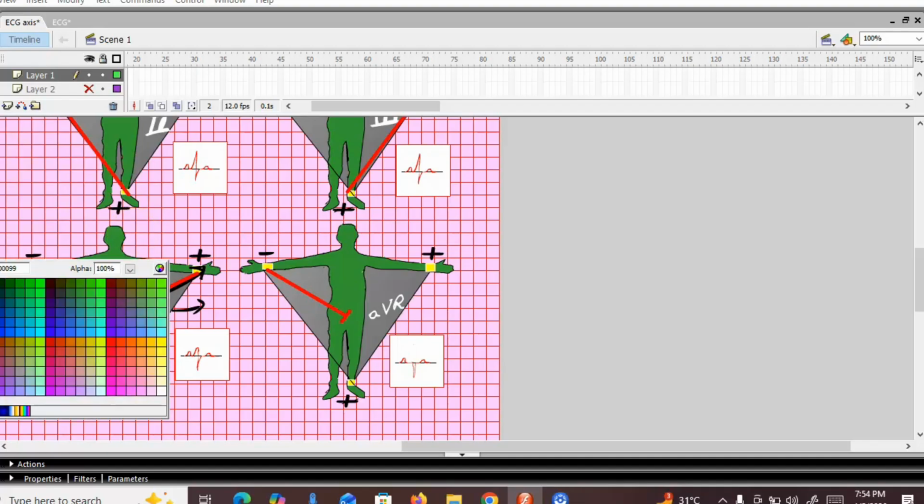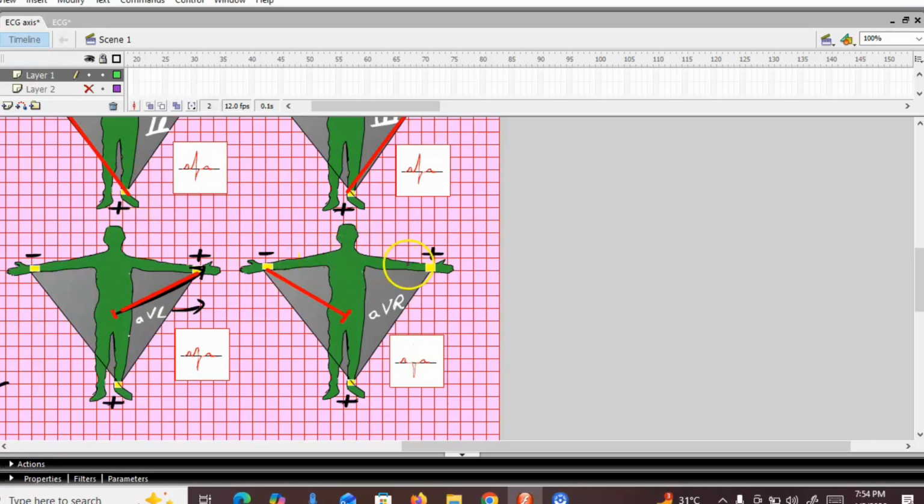So if we consider all the leads, you can see over here lead 1, lead 2, lead 3. A triangle is created. This triangle is called Einthoven's triangle. And what is Einthoven's law? Lead 1 plus lead 3 gives you lead 2. This is Einthoven's law. The Einthoven's triangle and the Einthoven's law.